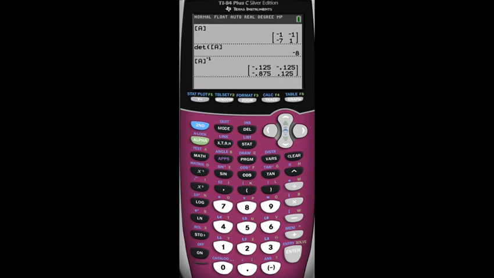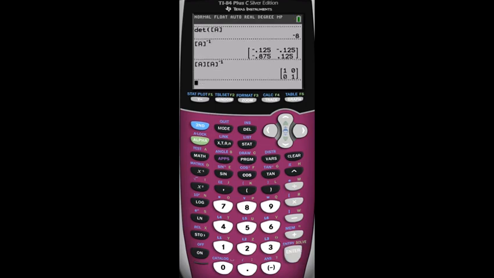Now, if we want to check out A times A inverse, just to double check that, all right, well, the matrix multiplied by its inverse gives us our identity matrix. Cool, we've got it right there, A times A inverse. We can also do A inverse times A, because that product, no matter the order, is going to be our identity matrix.